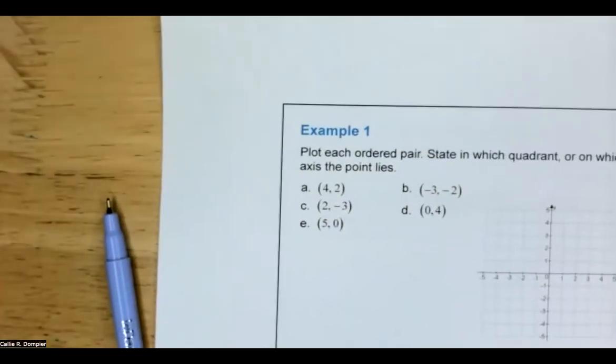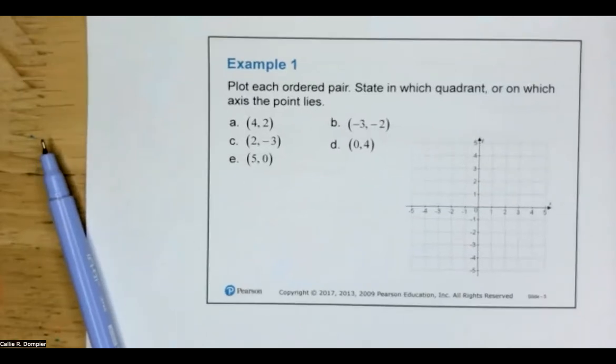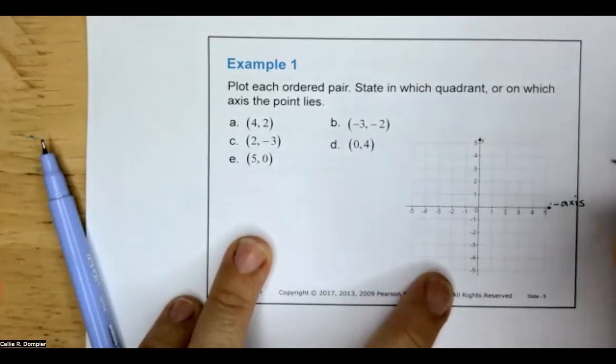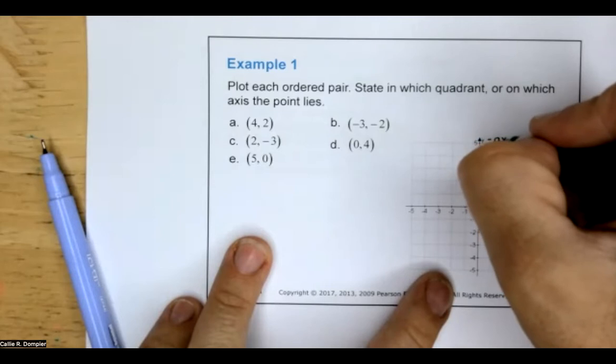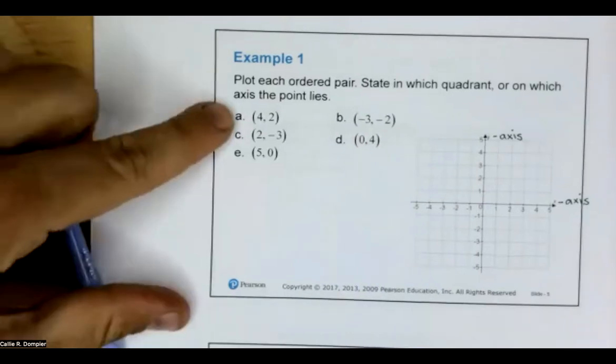Example 1 asks us to plot each ordered pair and state which quadrant, or on which axis, the point lies. So it might not even be in a quadrant. It might be on the x-axis or on the y-axis. Remember, this is the x-axis. This is the y-axis. Good. All right.